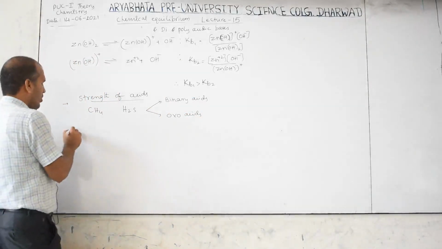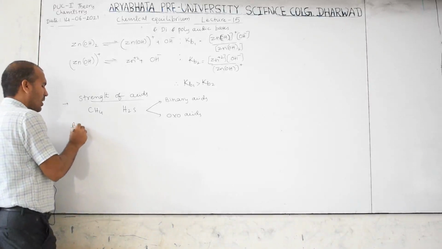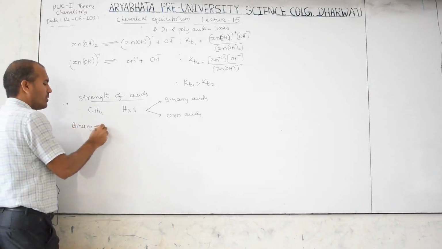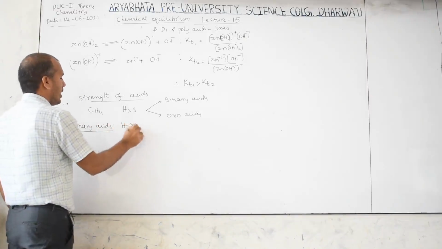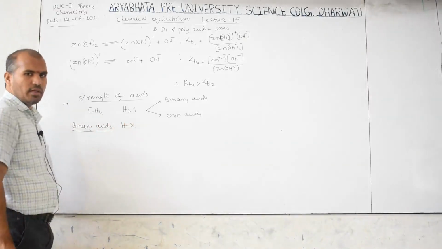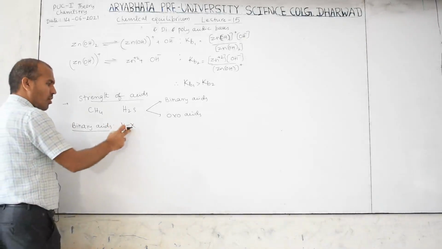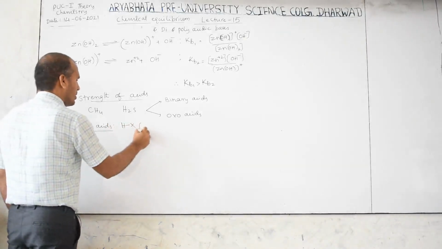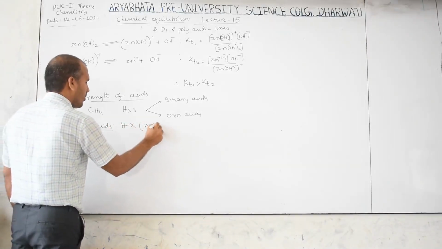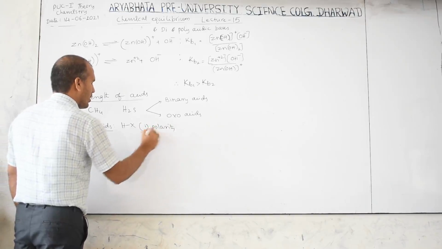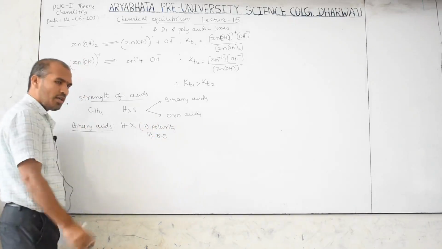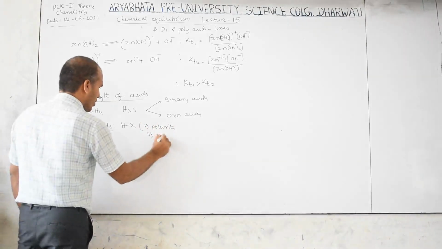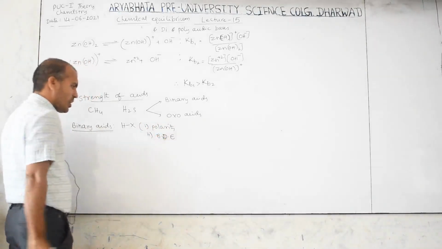So first I want to discuss the binary acids. Binary acids are generally denoted with HX. It depends on two things. One is polarity, and the second one is bond energy, or bond dissociation energy. No problem, bond dissociation energy.